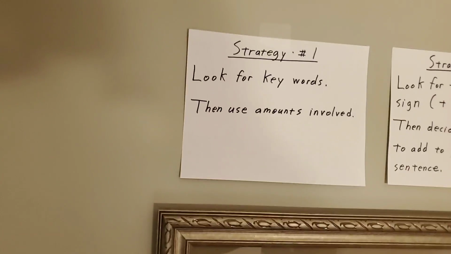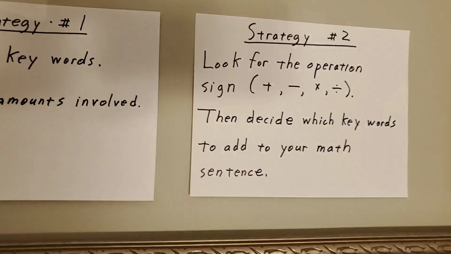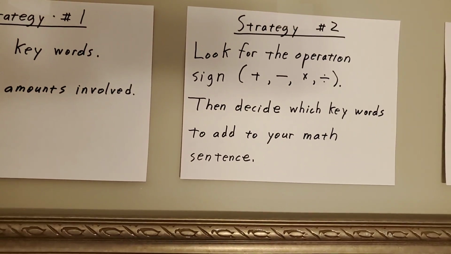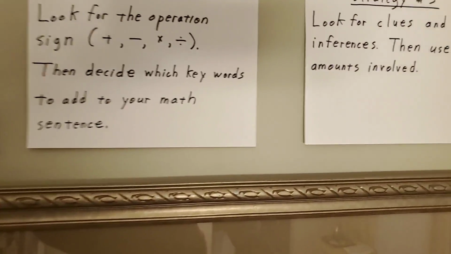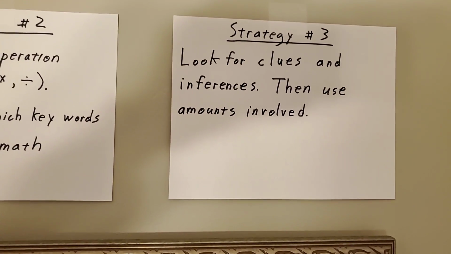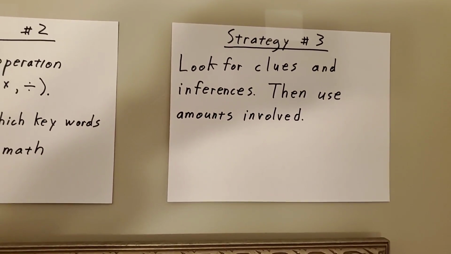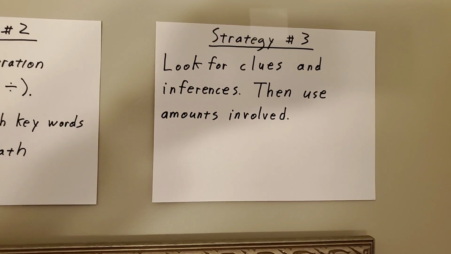We went over our first strategy, which is look for keywords, then use the amounts involved. We went over strategy 2, look for the operation signs, then decide which keywords to add to your math sentence. So for this one, number 9, we're going to have to think a little deeper. Look for clues and inferences, then use the amounts involved. So when I said look for clues and inferences, we're really going to have to read into the problem and look for some clues. Okay.